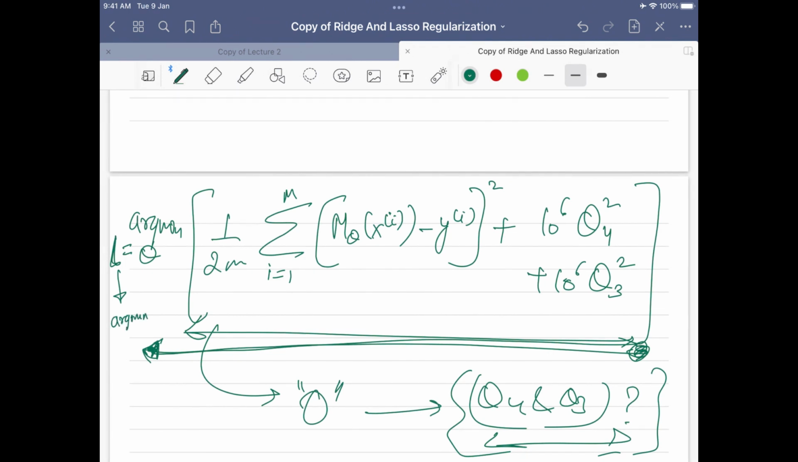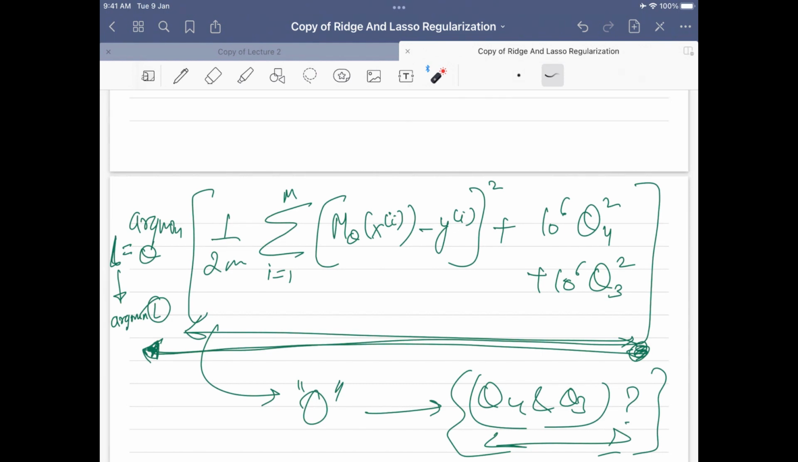I want to minimize this loss function, okay? So I want to know that if I want to minimize this loss function, what impact that will create on theta 4 and theta 3? Can anyone tell me that? I want to know the values of theta 4 and theta 3 if I want to minimize this cost function. Can anyone comment on that?